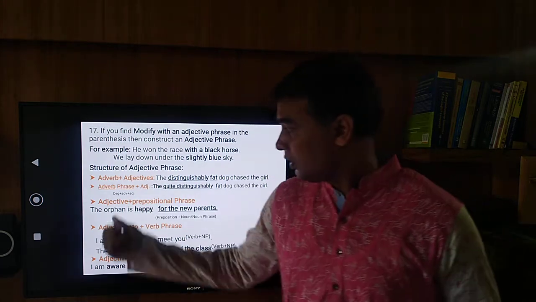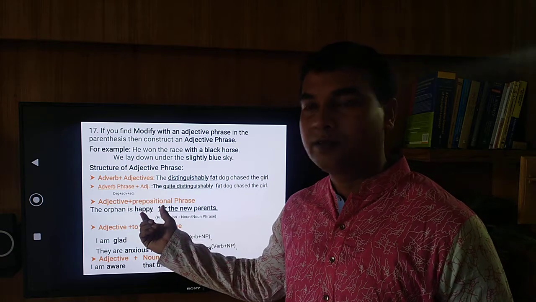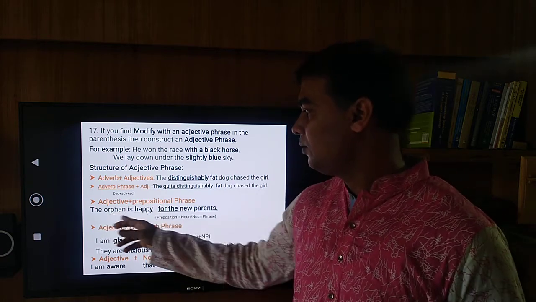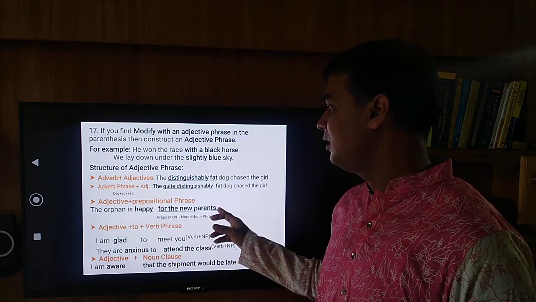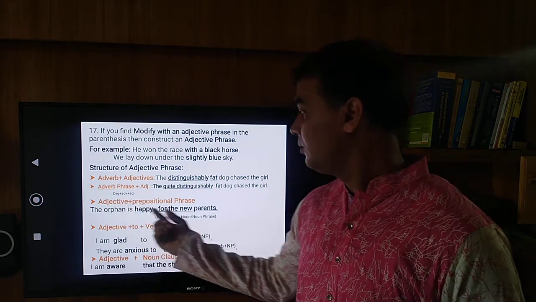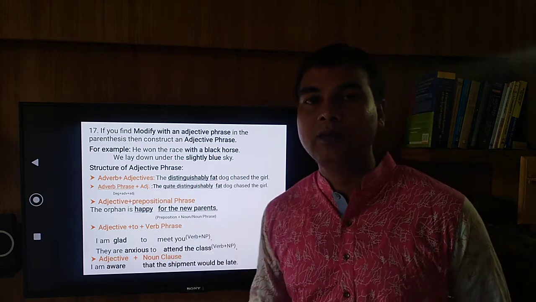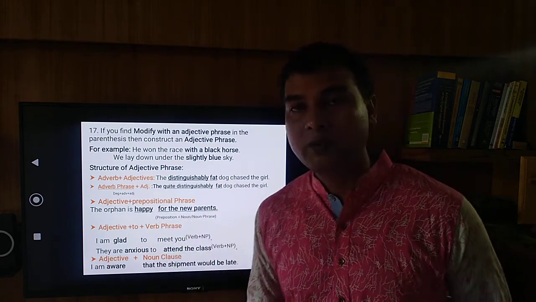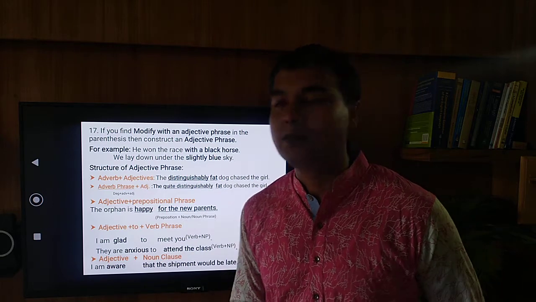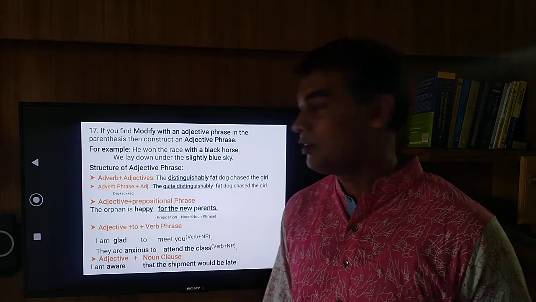Okay. Now the next one, adjective plus prepositional phrase. Here you see, the orphan is happy for the new parents. Here you see happy is an adjective. For the new parents is a prepositional phrase. So combining this adjective and prepositional phrase, you can construct an adjective phrase. So happy for the new parents is an adjective phrase.